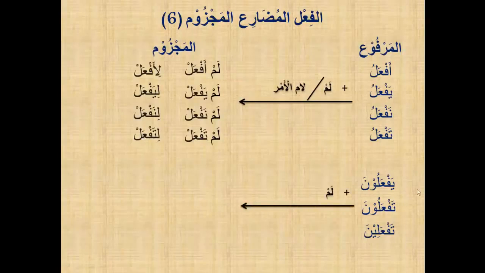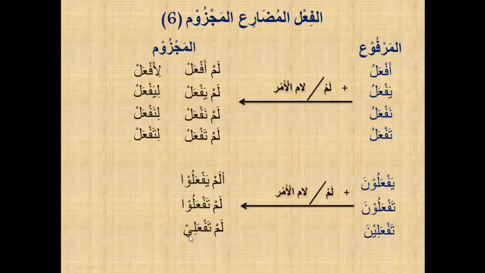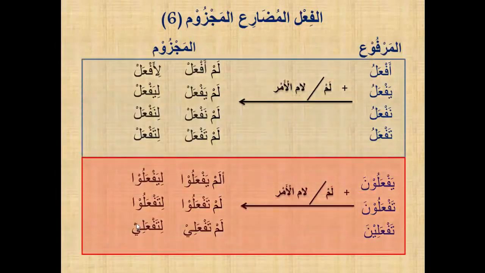When we add lam to yaf'aluna, taf'aluna, and taf'alina, we get lam yaf'alu. This is a typo. Lam yaf'alu, lam taf'alu, lam taf'ali. Adding lam al-amr, we get liyaf'alu, litaf'alu, and litaf'ali. So these are the two groups of present tense. The ones on the top originally took a dhamma in the marfu'. The ones on the bottom took a noon, thubut an-noon, in the marfu'.